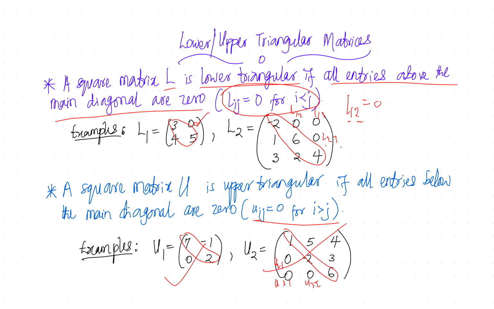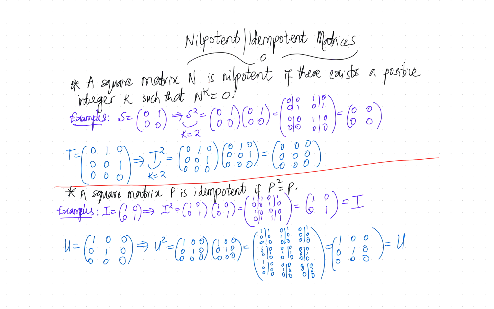So that takes us to the next set, talking about nilpotent and idempotent matrices. A square matrix N is nilpotent if there exists a positive integer k such that N raised to the power k is 0. So if you raise a matrix to a particular power, it doesn't have to be 1 or 2, it doesn't have to be 3, it can be any positive integer, say 2, 3, 4, 5, and you get a zero matrix, a null matrix, at the end of the day, then you say that the matrix is a nilpotent matrix.